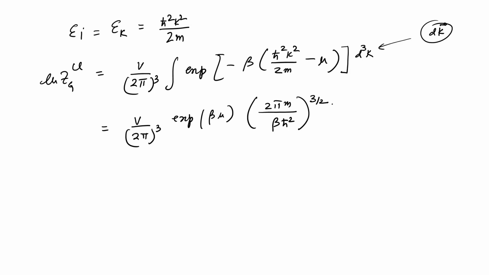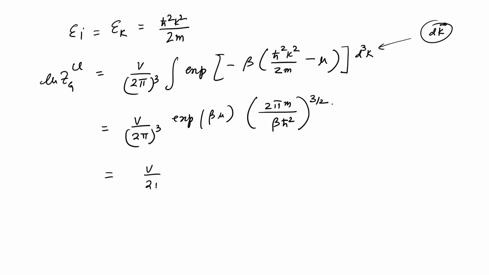And if you want, there are some other multiplicities, such as 2s plus 1 for the spin, that can be added, but they do not need to be here. So, we write this down as V over (2 pi) whole cube and a zf and a 2 pi m by beta h cross square to the power 3 by 2.